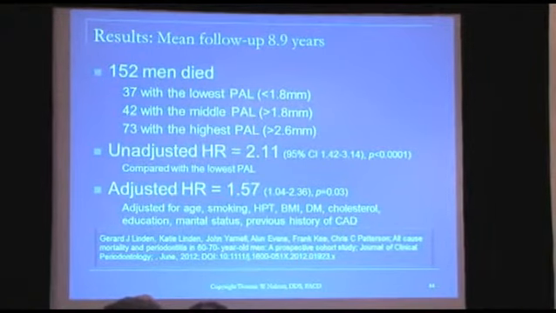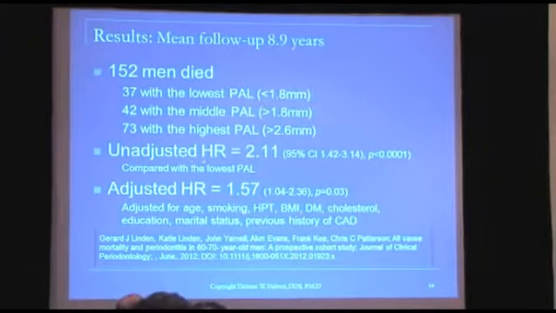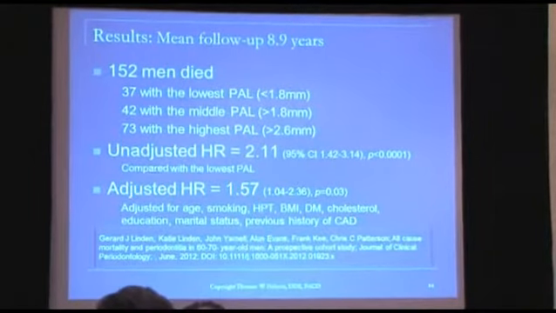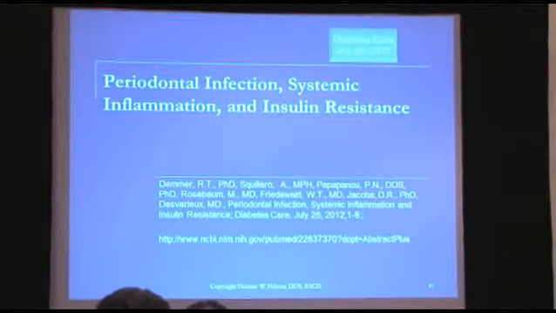Right? And when you look at the groups together, the unadjusted hazard rate based on highest pocket depths to lowest pocket depths, the hazard for dying is twofold greater on the highest pocket depth, which is 2.6 millimeters, versus the lowest, which is 1.8. But when you adjust for all the other things, still the hazard rate for dying for these individuals was 57% higher because they had periodontal disease. They are Irish.